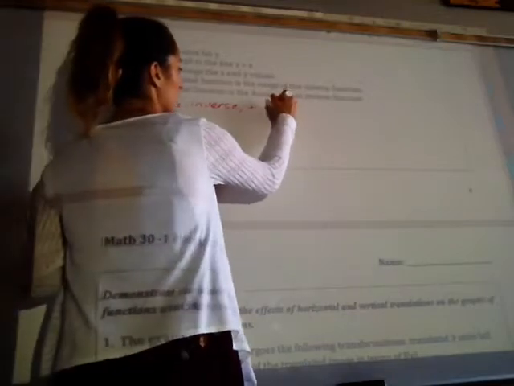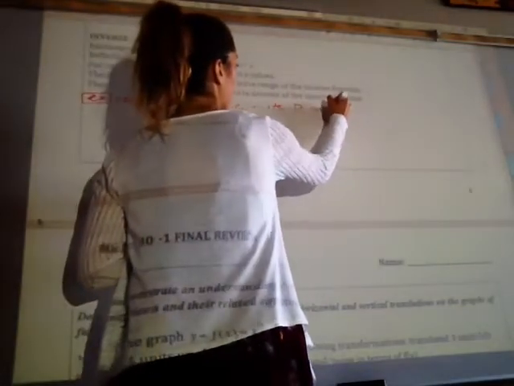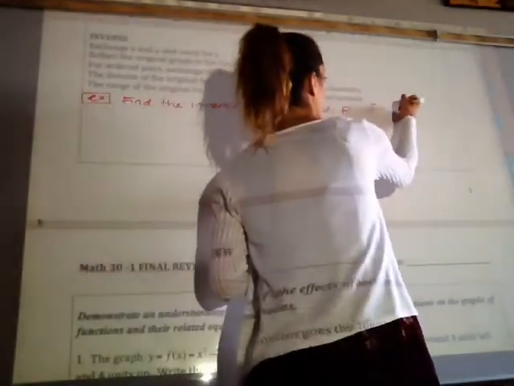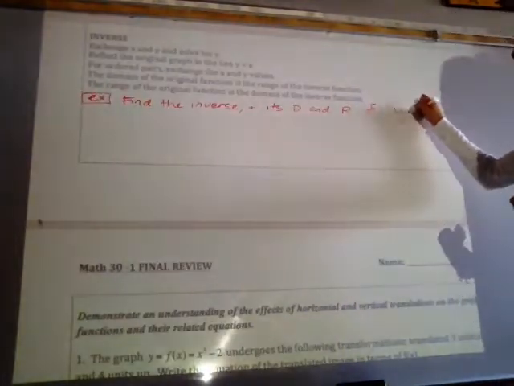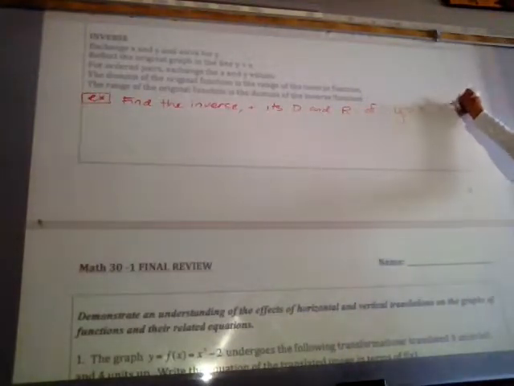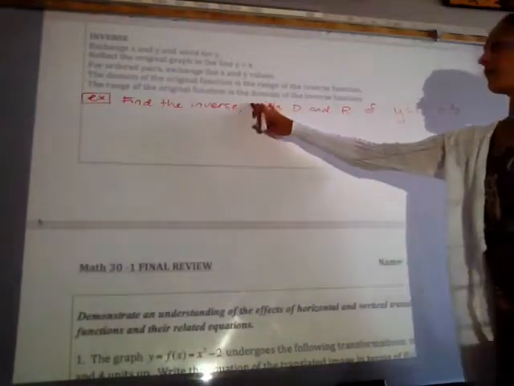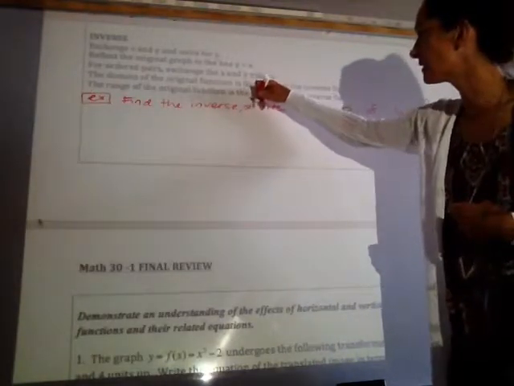And its domain and range of y equals x squared plus 3. So find the inverse and its domain and range of the original graph y equals x squared plus 3. So this is a reflection over the line y equals x.